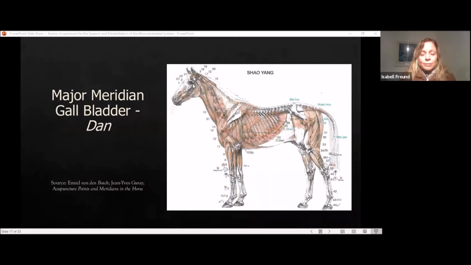The one for the gallbladder starts here at the outer canthus of the eye, goes here, and then just between the ears, all the way down the neck, over here, there, and then all the way down the hind leg. And it ends craniolateral with gallbladder 44 on the coronary band. So all the 12 major meridians either start or end on the coronary band. There are 6 major meridians that end or start at the hind foot, and 6 that either end or start at the front foot.